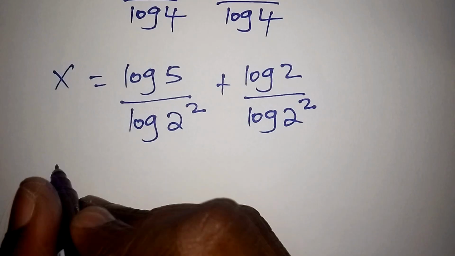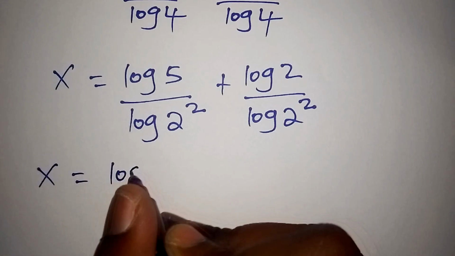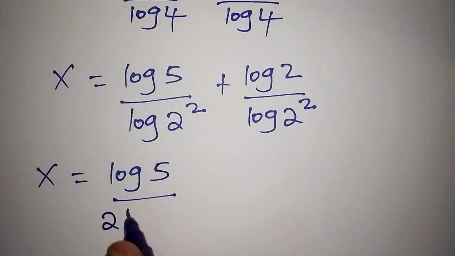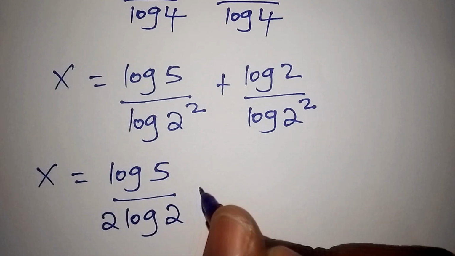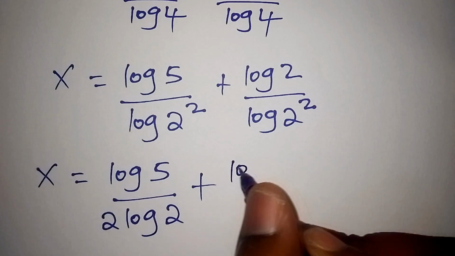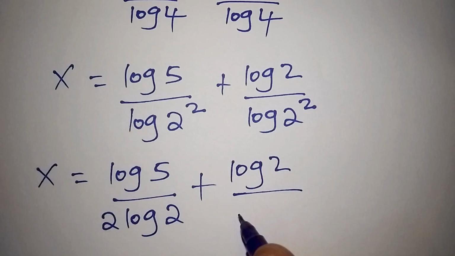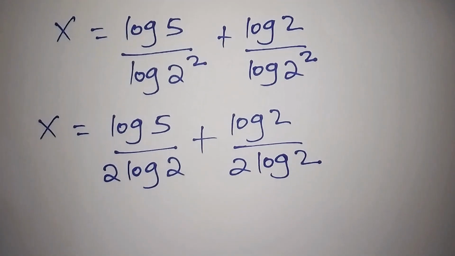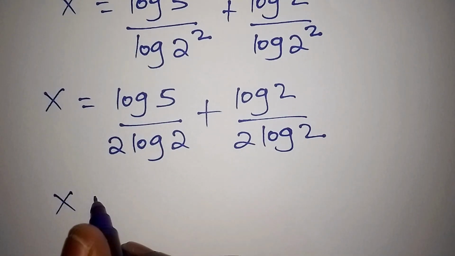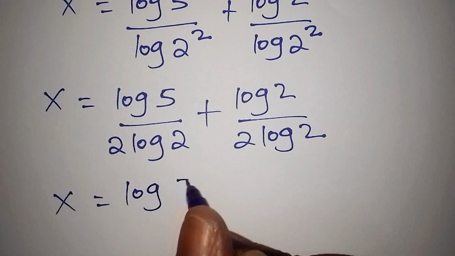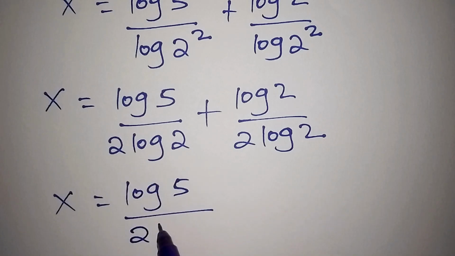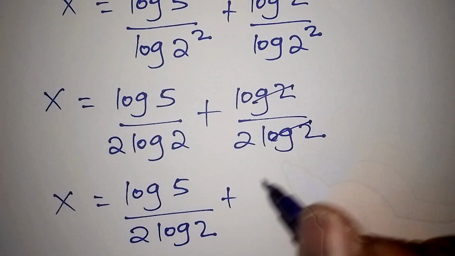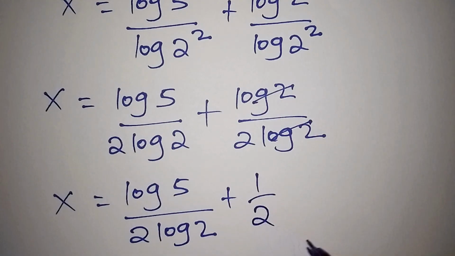So now x is equal to the log of 5 all over 2 the log of 2, plus log 2 all over 2 the log of 2. So the value for x is equal to the log of 5 all over 2 the log of 2, plus, the log 2 and log 2 shall cancel, so we now have plus 1 over 2.